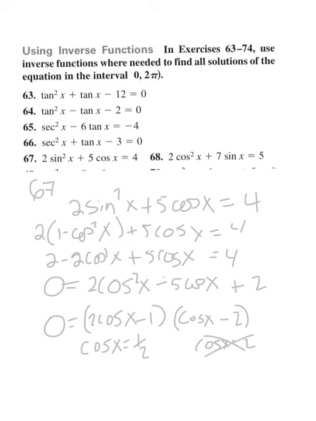Where does the x value equal 1/2? Well, that would be pi over 3 and 5 pi over 3, because remember that cosine is positive in the first and fourth quadrant. So that's 1/2 there. Pi over 3 plus or minus pi over 3.